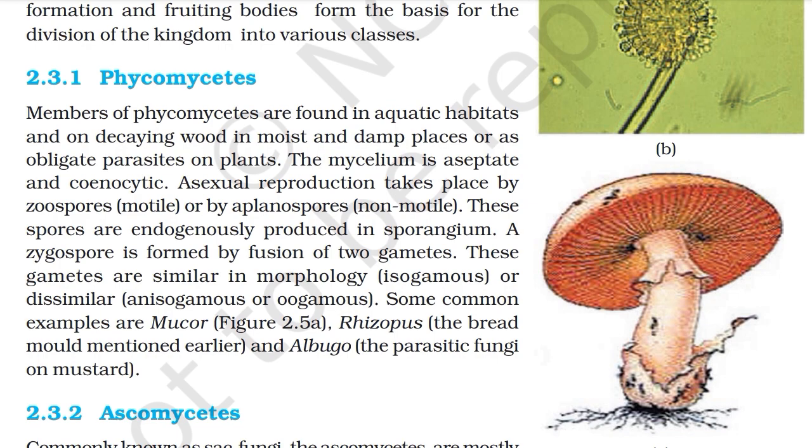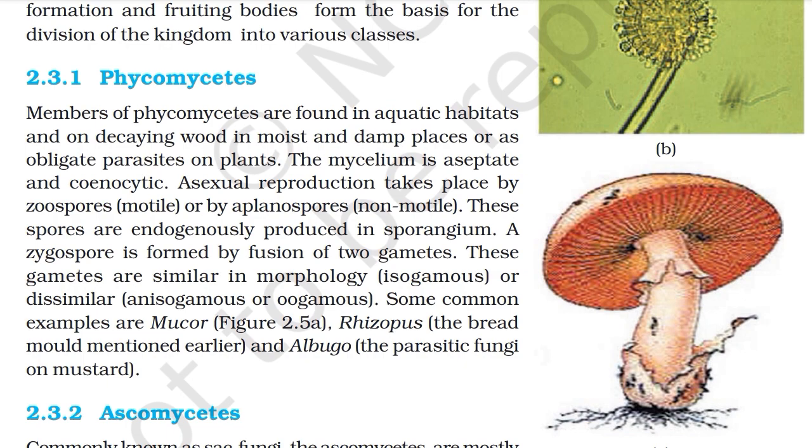Members of Phycomycetes are found in aquatic habitats and on decaying wood in moist and damp places, or as obligate parasites on plants. The mycelium is aseptate and coenocytic. Asexual reproduction takes place by zoospores, motile, or by aplanospores, non-motile. These spores are endogenously produced in sporangium. A zygospore is formed by fusion of two gametes. These gametes are similar in morphology, isogamous, or dissimilar, anisogamous or oogamous.